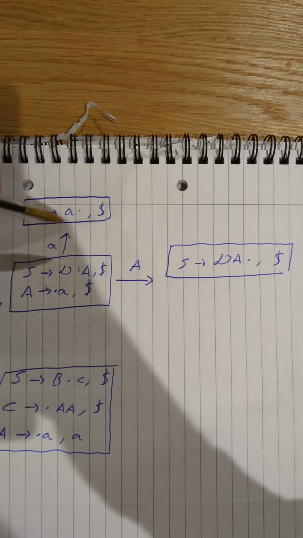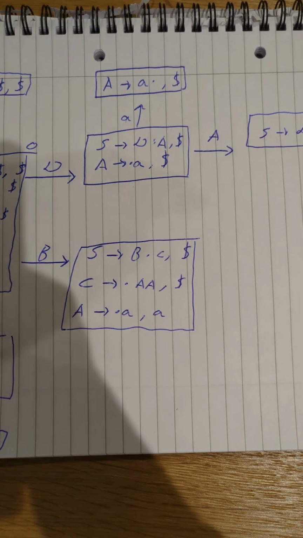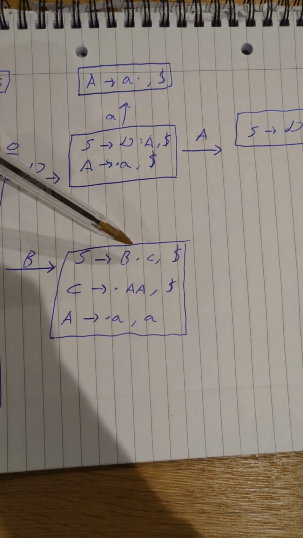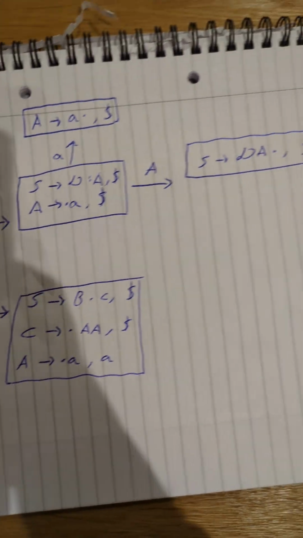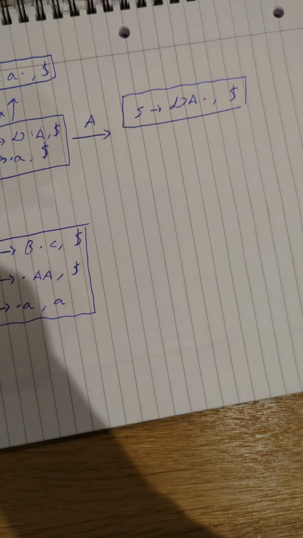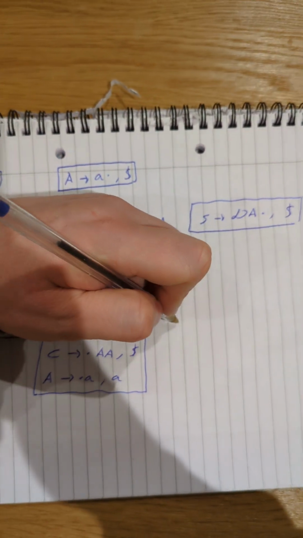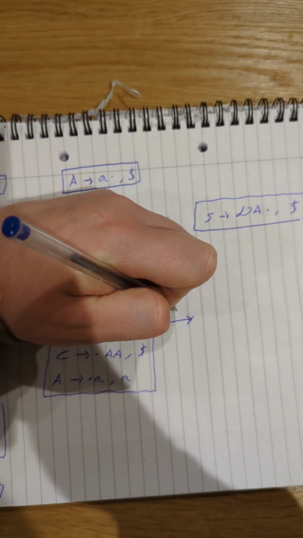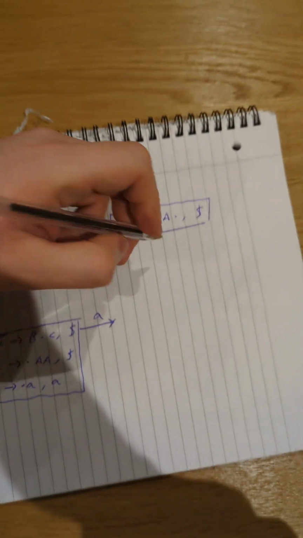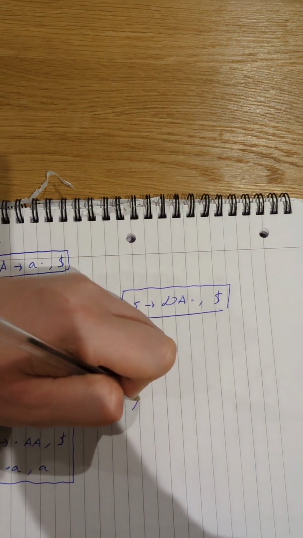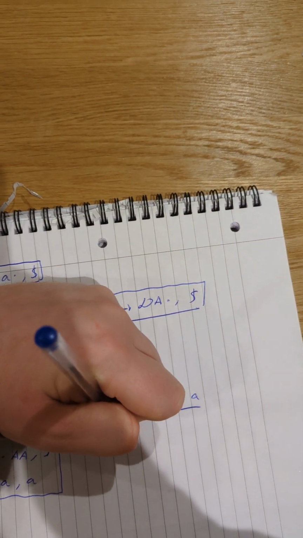And yep, nothing to expand to again, so this is a complete item set. From B, we can get either an uppercase C as our next character, or an uppercase A, or a lowercase a. If we get a lowercase a, then that's going to take this production rule and move the dot over to the right. So that's going to be A goes to a dot and $.